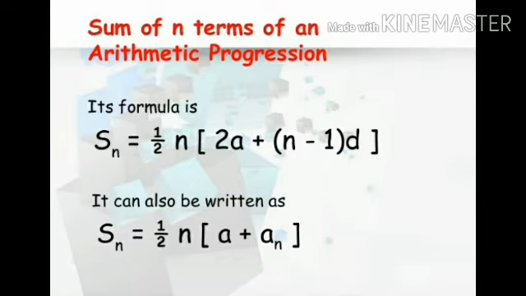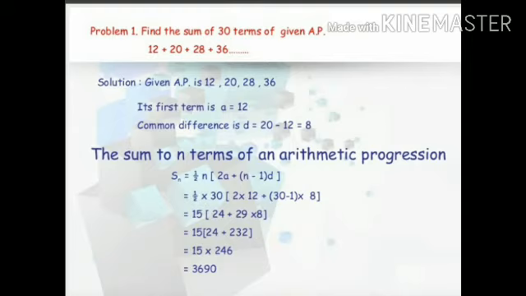And the second one is Sn equals 1/2 times n times the bracket a plus an. Dear students, here when the first term and the last term are given, then the equation is Sn equals 1/2 times n times a plus an. Let us see some examples.